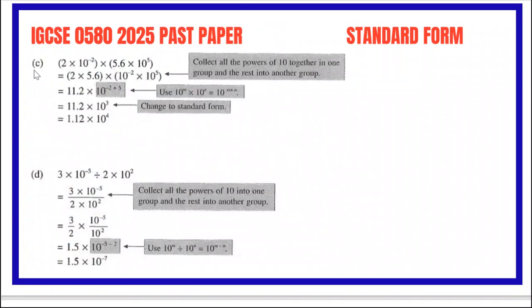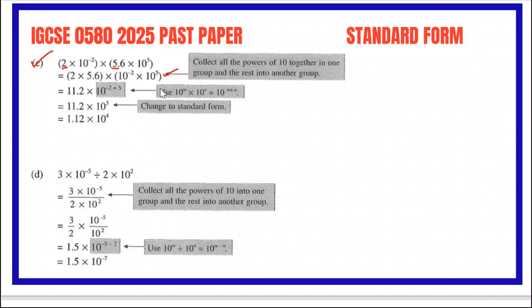Let's see the next question, number C. 2 times 10 power of minus 2 times 5.6 times 10 power of positive 5. First we have to multiply 2 times 5.6, and then we separate the powers of 10, which is 10 power of negative 2 times 10 power of 5. After that, if you multiply 2 times 5.6, we are getting 11.2 times 10 power of negative 2, 10 power of 5.